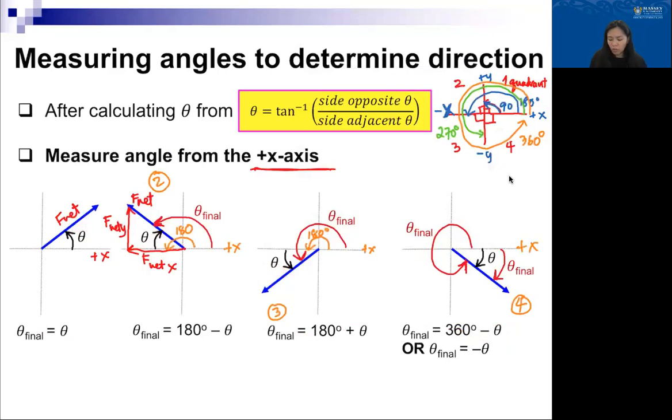Or you can also measure this angle here relative to the positive x, but in the opposite direction. It's in the clockwise direction. So you can also do a negative angle for your final answer. It's only when your net force is in the fourth quadrant that you can have two answers for your final angle. Either you do 360 degrees minus whatever you calculated from trigonometry, or you do negative of whatever you calculated from trigonometry.